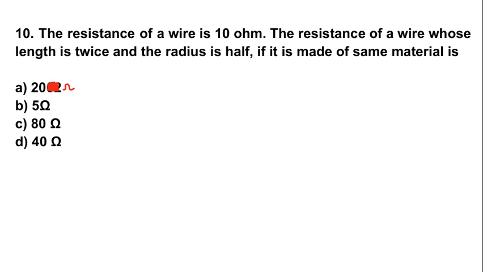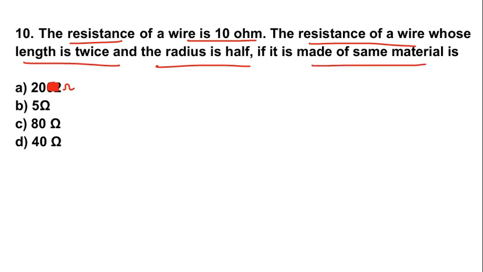Next question. The resistance of a wire is 10 ohms. The resistance of a wire whose length is twice and radius is half, if it is made of the same material, is asked. In this question, the length is doubled and the radius is halved, and we need to find the new resistance. For this kind of model also, the same formula you can use: R equals rho L by A.